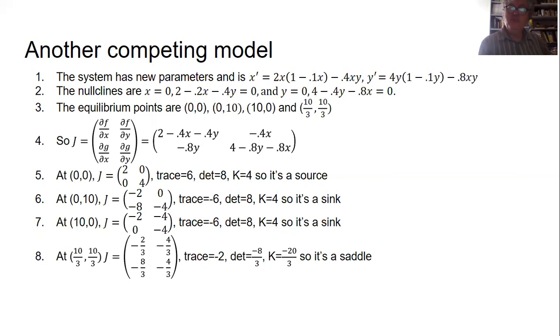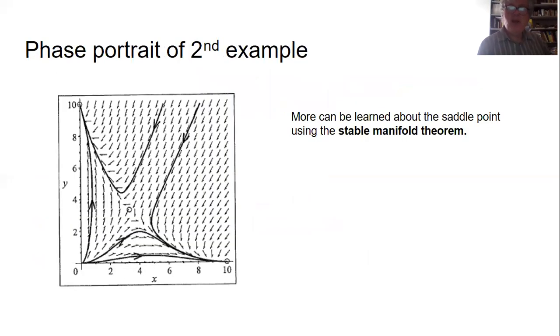So it's kind of model. So some bifurcation has happened, right? The model, the behavior, has completely changed. It's gone from two saddles and a sink to two sinks and a saddle. And so here is what that phase portrait looks like.